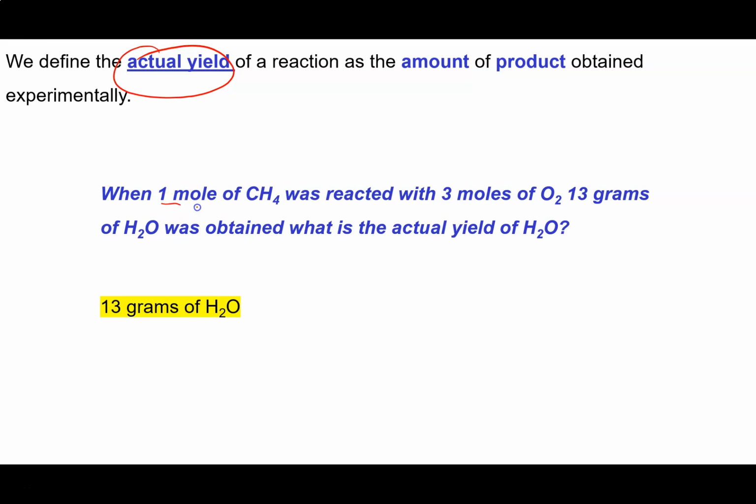In this case it says when 1 mole of methane was reacted with 3 moles of O2, 13 grams of water was obtained. What is the actual yield? Well, hopefully it's apparent in this case that it was 13 grams. So the actual yield is not something that you calculate, it's something that you measure. We're not making measurements in this class, so that means the actual yield must be given to you in one way or another.